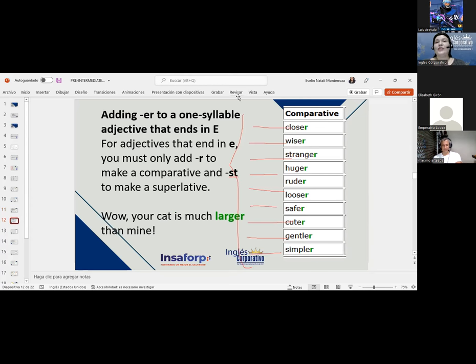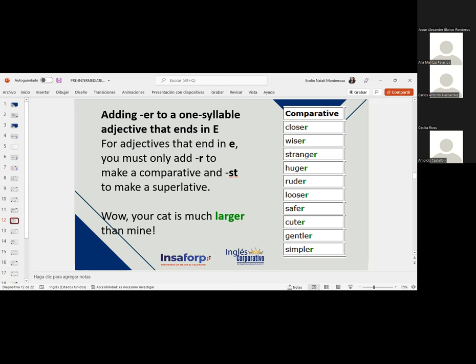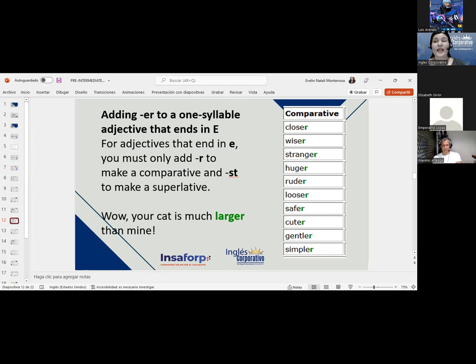Here we have the ones that you only add an R at the end, right? You only add the R at the end and you make the comparative. Why do you only add the letter R at the end? Because they finish in E, right? If they finish in E, you are not going to say ER at the end, right? You only add the R. And you have closer, wiser.